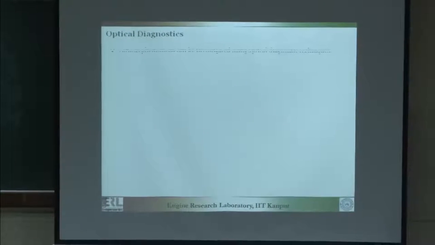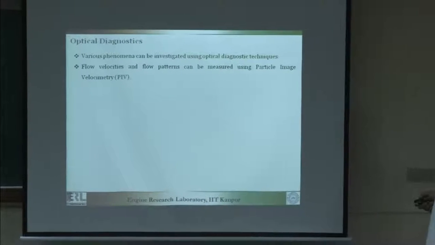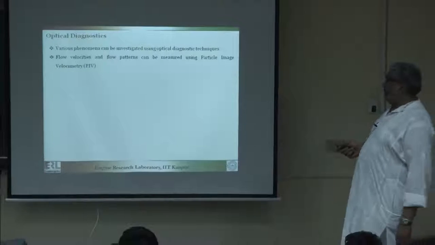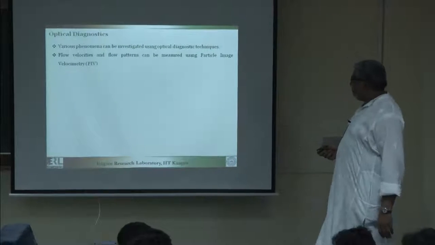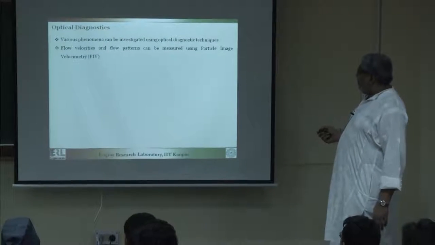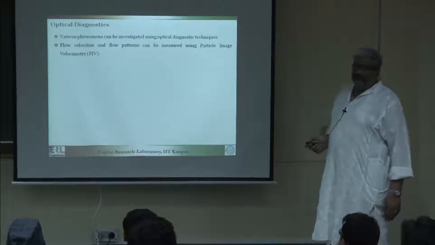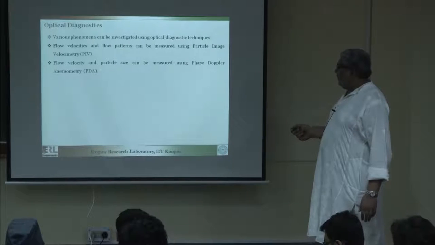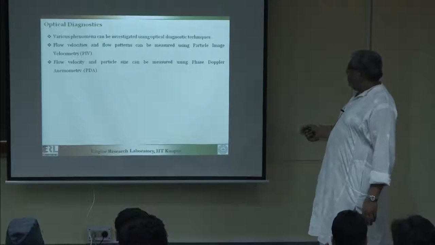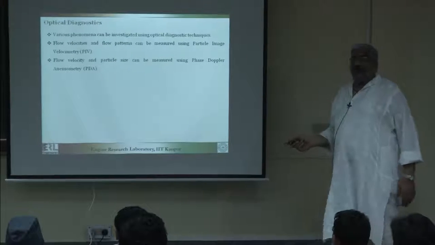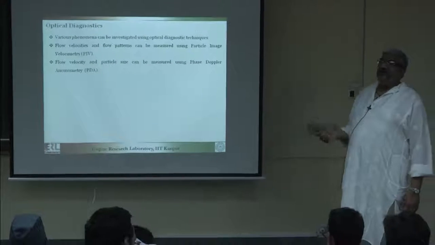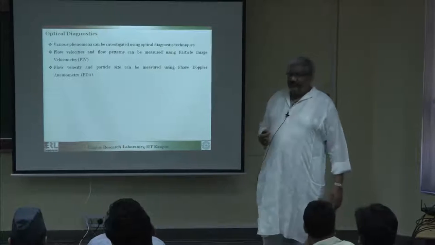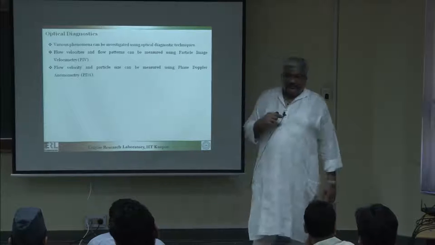So you can operate up to 5000 rpm in thermal mode. We operate up to a maximum of 2500 rpm in optical mode. Various things you can investigate. We mainly investigate particle imaging velocimetry, in-cylinder flows using PIV, and now we are also trying to look at phase Doppler anemometry, or what you call phase Doppler interferometry. We are also interested in finding out the droplet size distribution inside the engine combustion chamber.